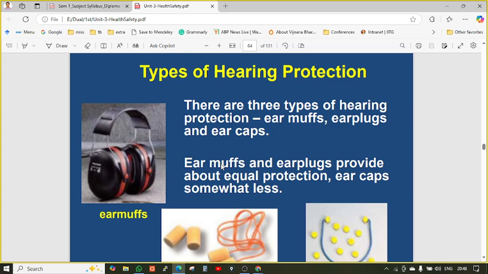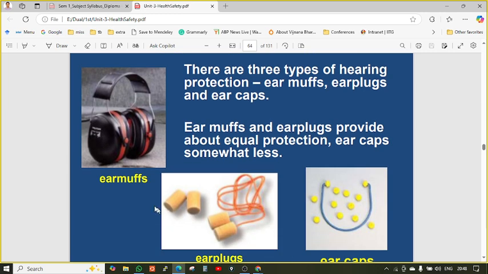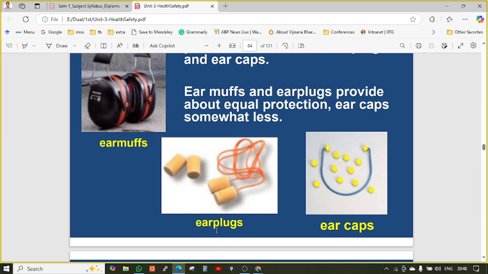Types of hearing protection. In order to avoid that noise, you should use this kind of headphone, which is called an ear muff. Then there are ear plugs and ear caps. These should be kept in your ear, and the people working there use these things to stop sounds from the outside reaching the ear.